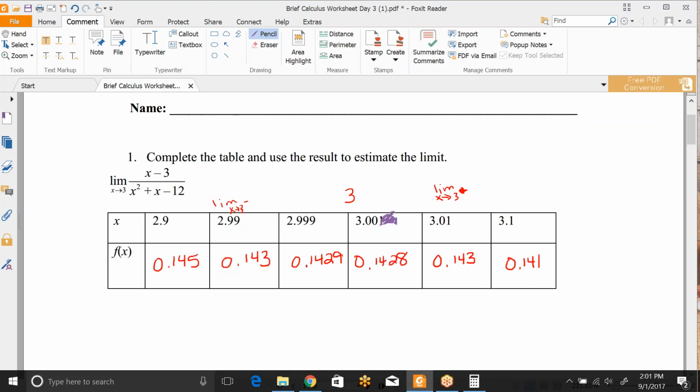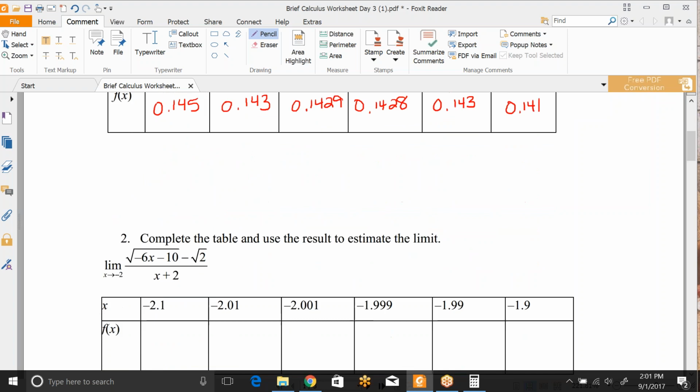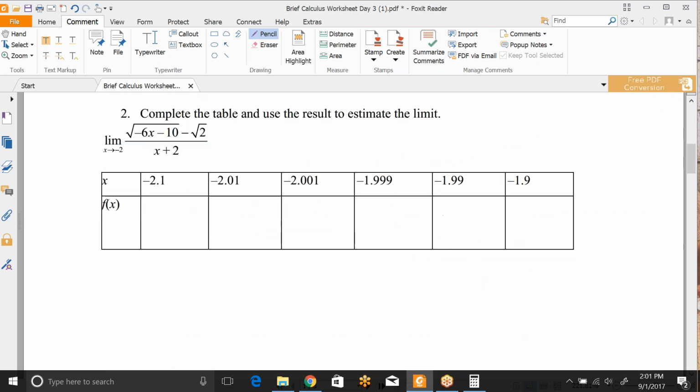So if they ask us to estimate this limit, say to the nearest 2 decimal places, I would assume that it looks like it's approaching 0.14 because there is an agreement from both sides, as x approaches 3, the y value seems to be about 0.142. So 0.14 if we round to 2 decimal places. Okay, so let's look at the next table.